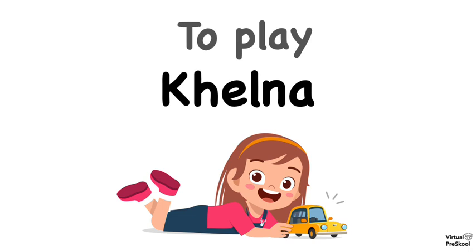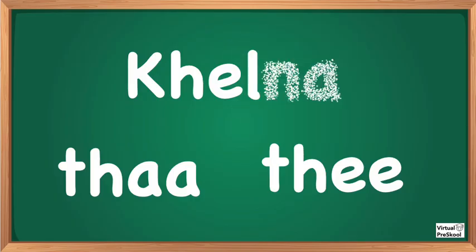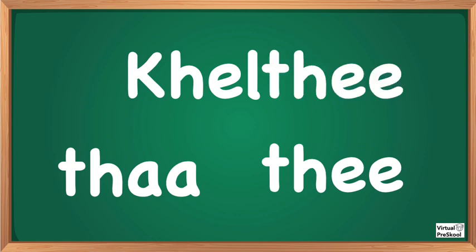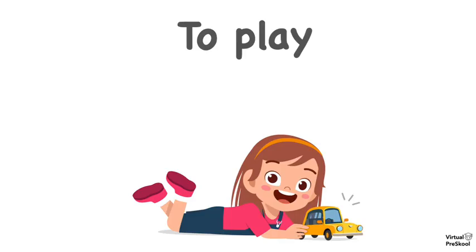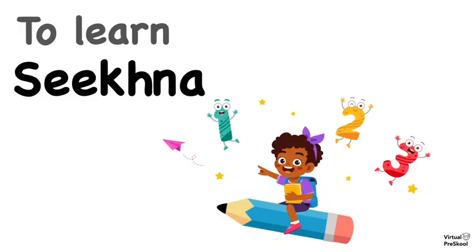To play is khelna. What happens first? Chop off that na, and we're left with khel, which is an incomplete word. We need to add something to the end. We can either make khelta or khelti. This is a girl, so which one would she use? Khelti.